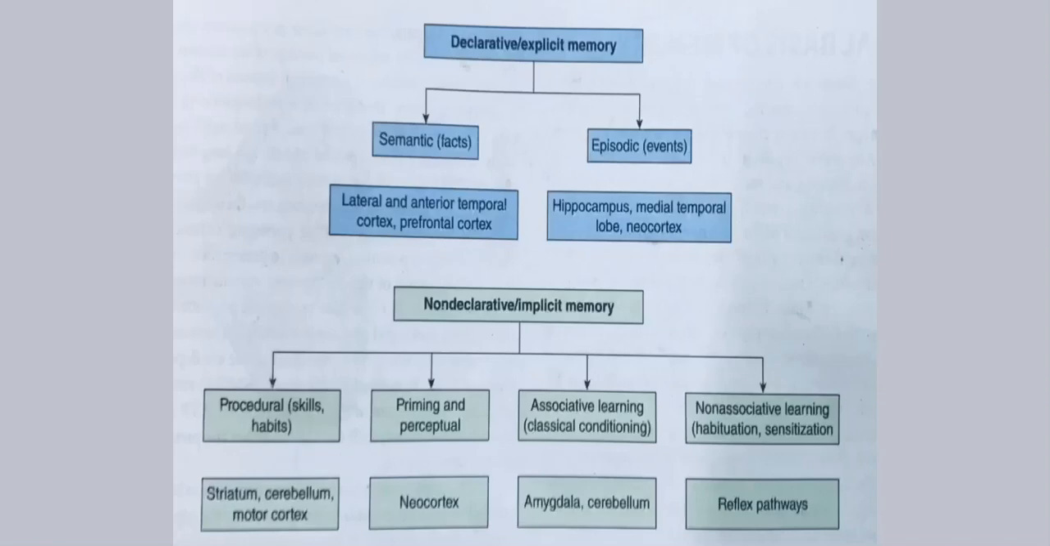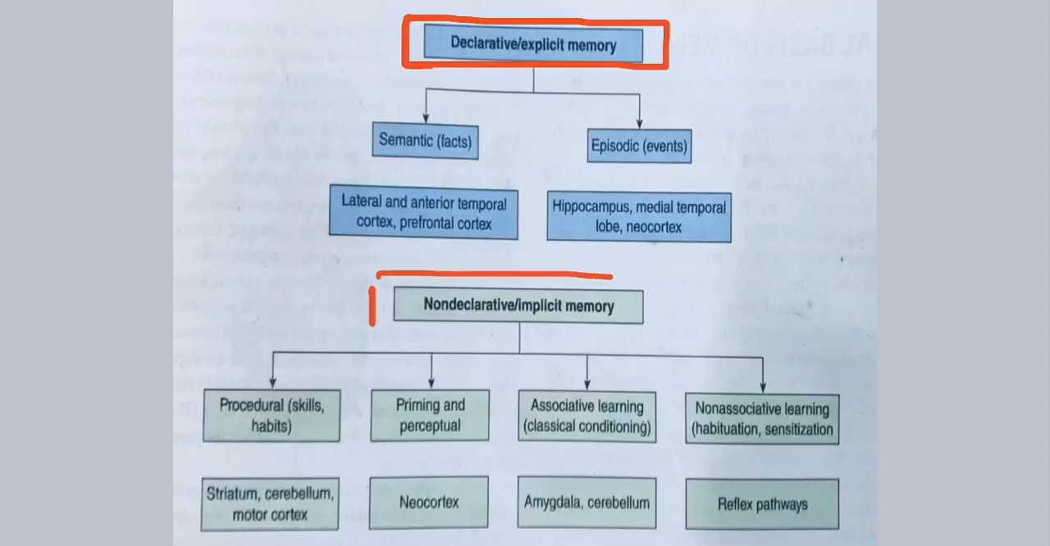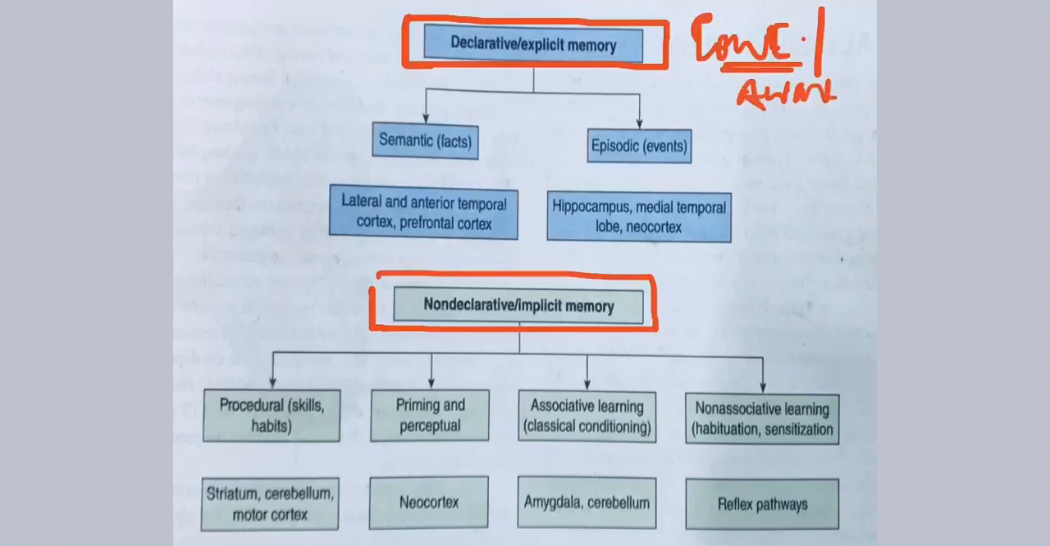Now, coming to the memory part. What is memory? Memory was retention and storage, right? Storage of the learned thing, whatever we have learned. So based on this, we can divide memory into two types. One is declarative or explicit memory, and the second one is non-declarative or implicit memory. Now, what is the declarative or explicit memory? This memory is associated with the awareness or the consciousness. You will have to be aware to attain this memory.